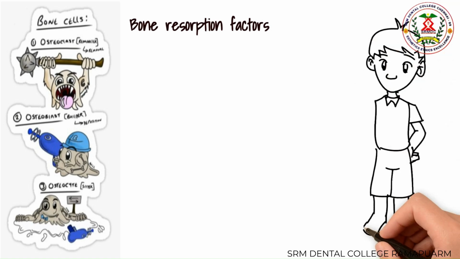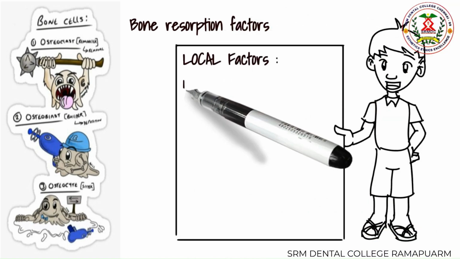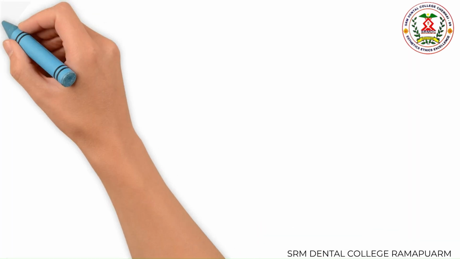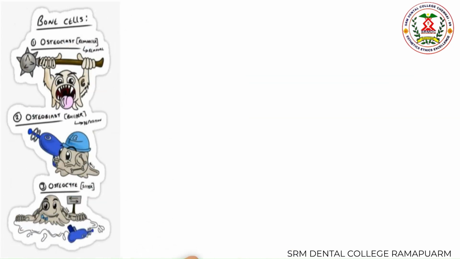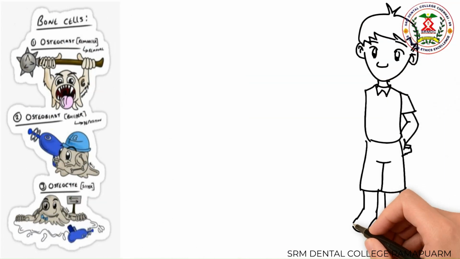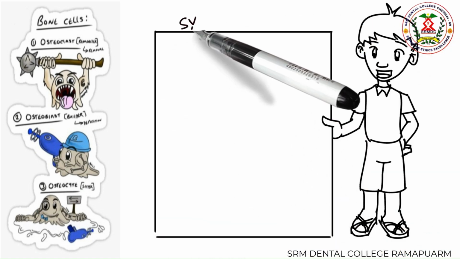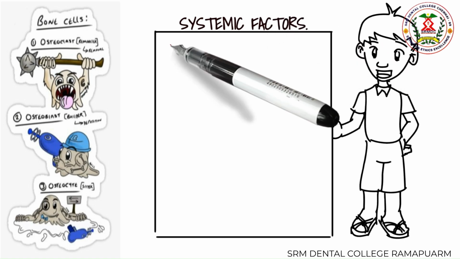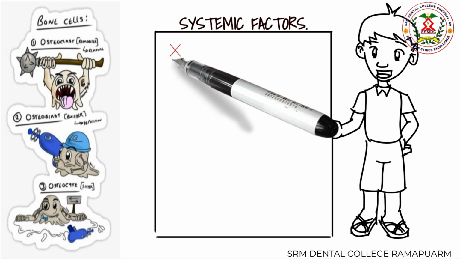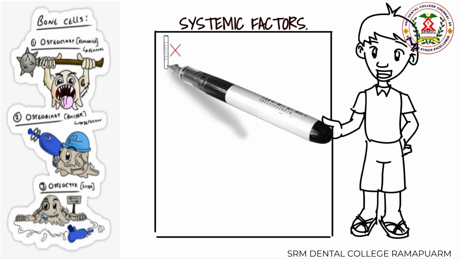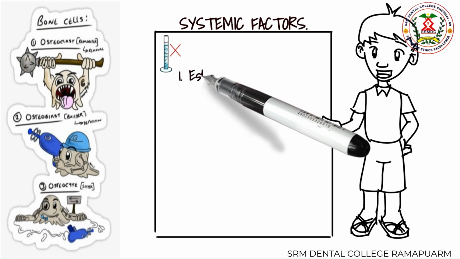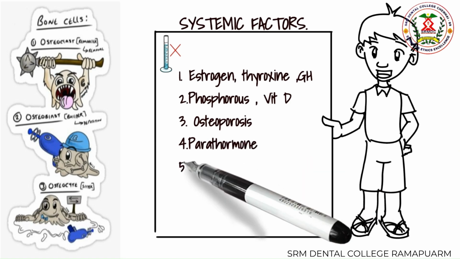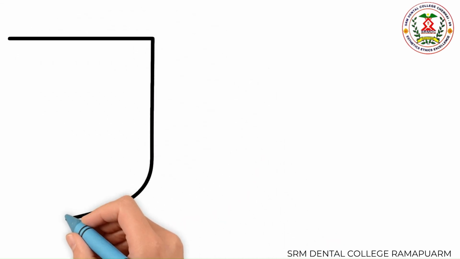They start with endotoxin from the dental plaque, osteoclast activating factor, prostaglandins, human gingival bone resorption factor, and trauma due to ill-fitting dentures, which also leads to changes in oxygen tension. Coming to the systemic factors that cause residual ridge resorption: one is the incorrect amount of circulating estrogen, thyroxine, growth hormone, calcium and phosphorus, vitamin D, hypophosphatemia, parathormone and calcitonin. So an imbalance in these hormones also causes residual ridge resorption.